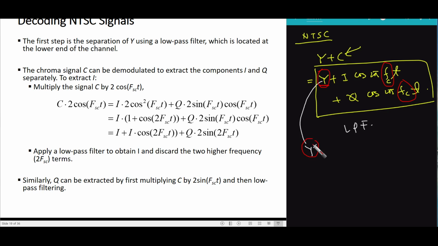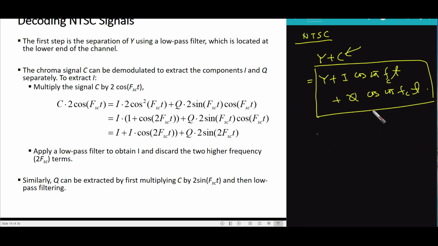Now when we have the filter, we just get this one. Okay, now how can we obtain the color information? The color information is also very simple. You see, this is not difficult.